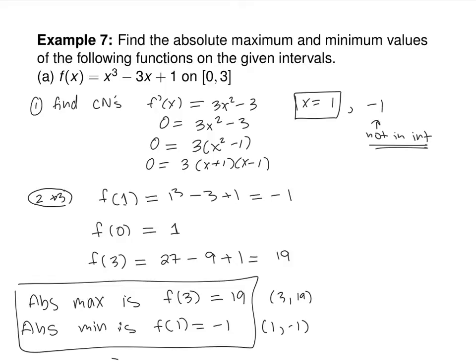Same thing, right? You agree, not super hard, right? Okay. If it's not asking for ordered pairs, you can just say 19 and negative 1. Real quick, where did the f of 3 come from? That was an endpoint.